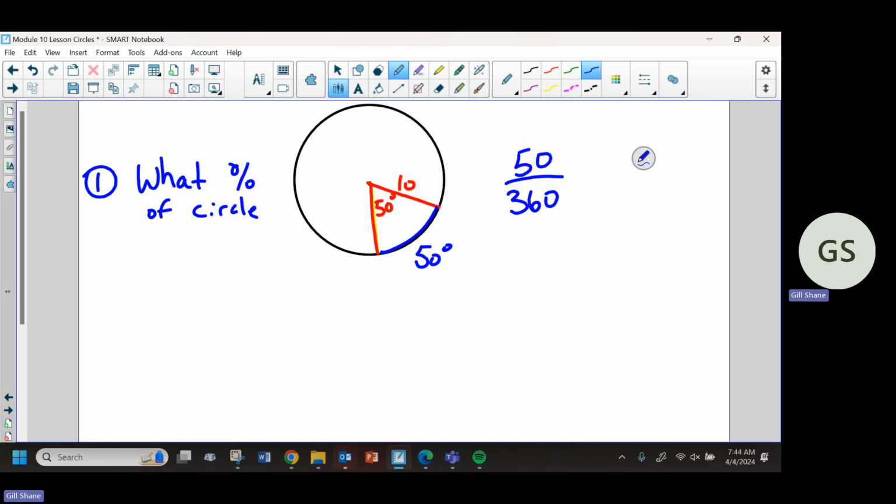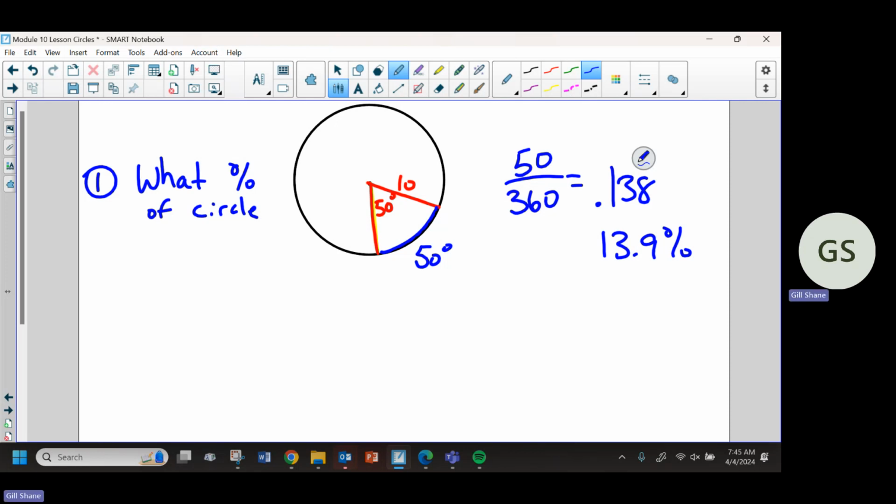50 divided by 360. That gives me 0.138 repeating as a decimal, or as a percentage, that's 13, we'll round it up. So that arc, the blue arc, is about 14% of the entire circle.